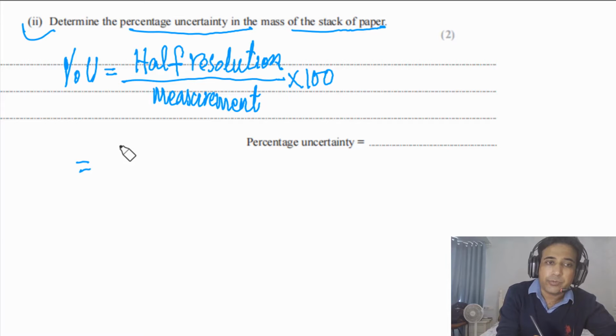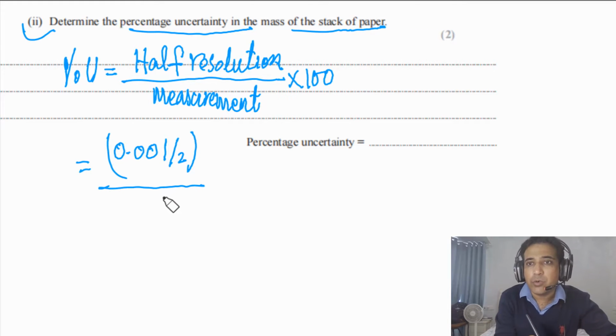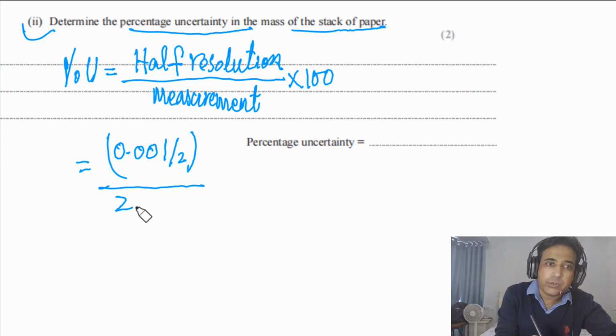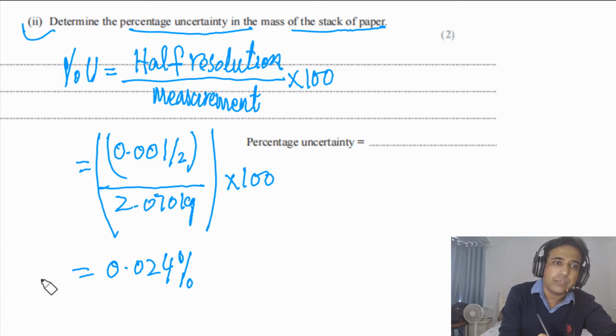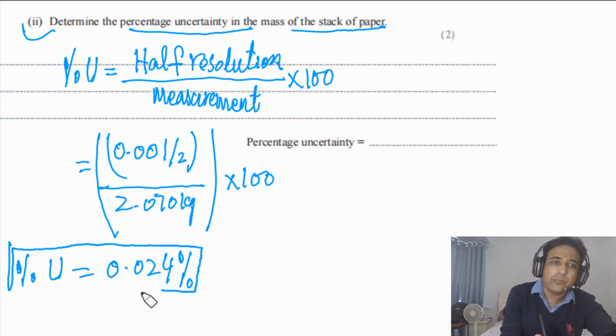In this case, our resolution was equal to 0.001. We divide this by 2, and divide by the reading of the measurement. The reading was 2.070 kg, in kg, and we multiply this by 100. If we solve this, we will get 0.024%. So this is how we can calculate percentage uncertainty, and this is only for one reading.